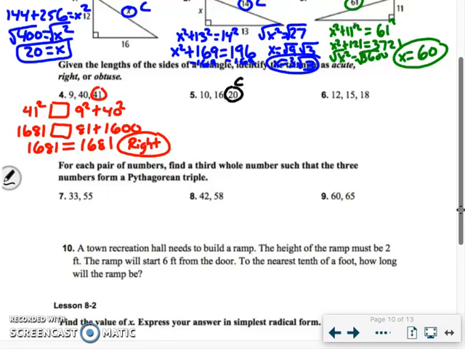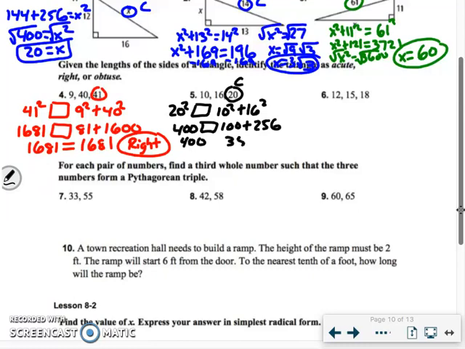20 is C for number 5, so I have 20 squared. I don't know what to put, so I'll put a box. We'll go 10 squared and 16 squared. We're comparing 400 to 100 plus 256. So 400 compared to 356 is bigger, so I put a greater than sign, which means I have an obtuse triangle.